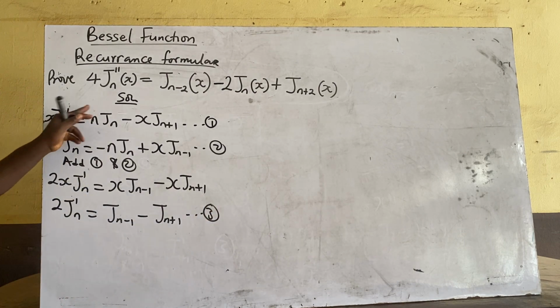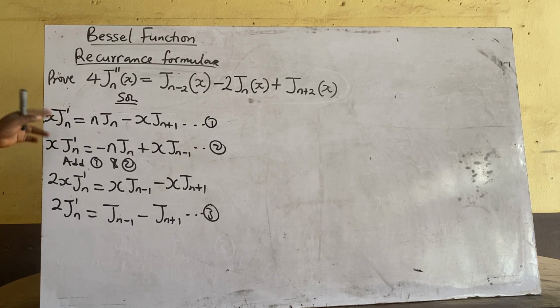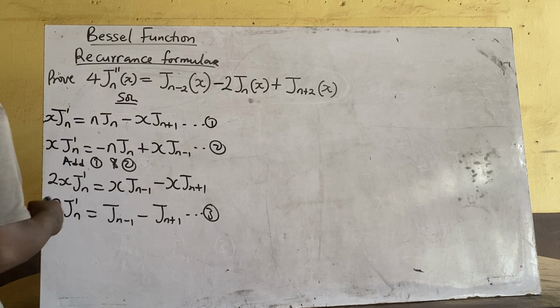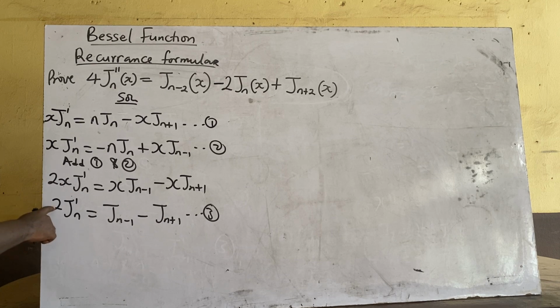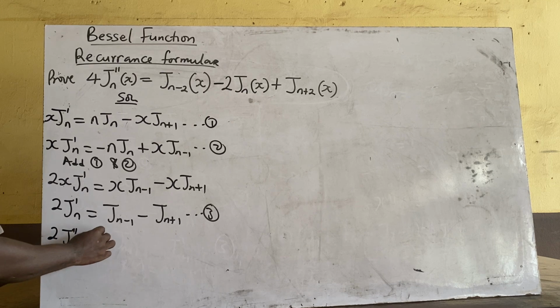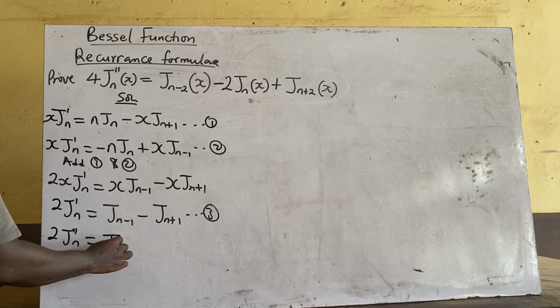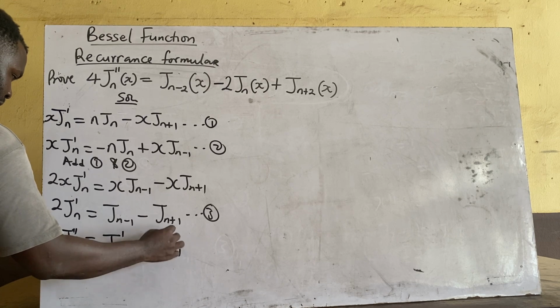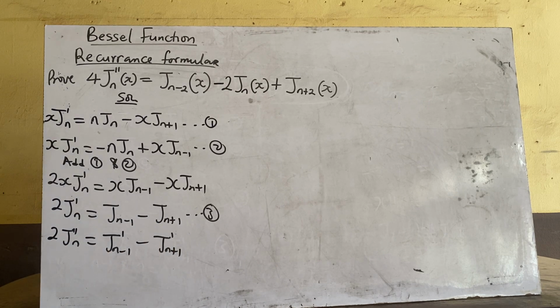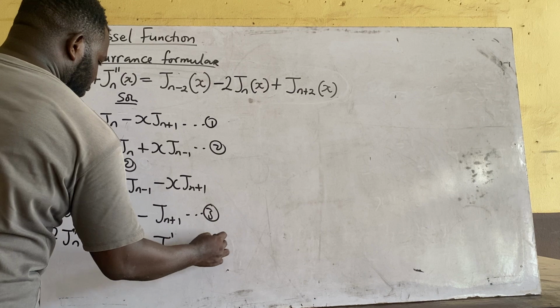Now subtract 1 and 2 to see what that is going to give you. That's another important formula, but that is not what I want to show you here. So from here, we can do our magic. We have double prime, so let us differentiate this again. If I differentiate this, I'm going to have 2J double prime n is equal to J n minus 1 prime minus J n plus 1 prime. Let me call this equation 4.